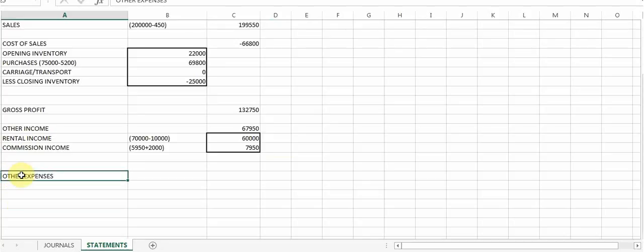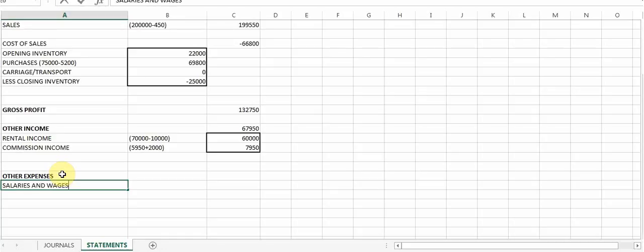So for other expenses, just want to bold the headings so that you can see. Other expenses, let's see, what expenses do I see on my trial balance? Well, there was purchases and purchase returns that I've already put in my calculation for cost of sales, so I can't use it again. Rental income was an income, and I see salaries and wages. That's an expense.